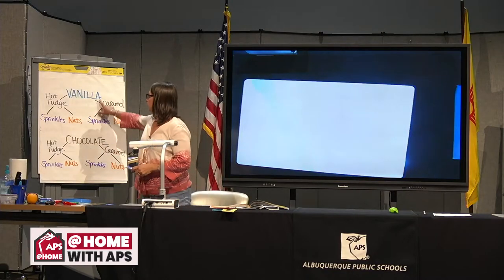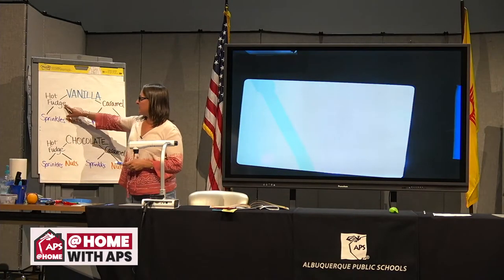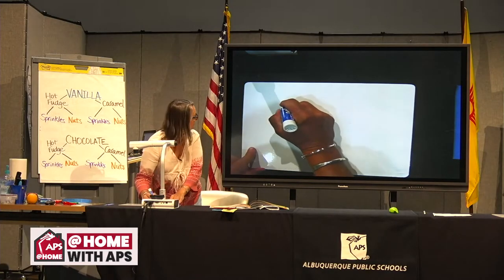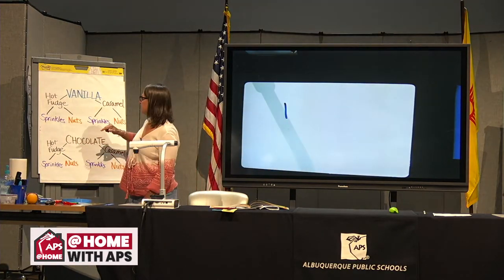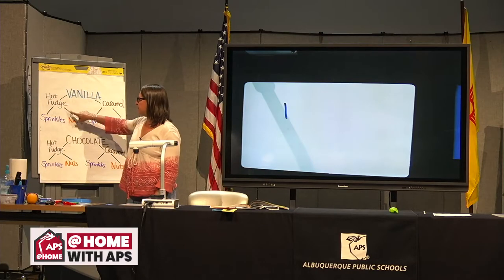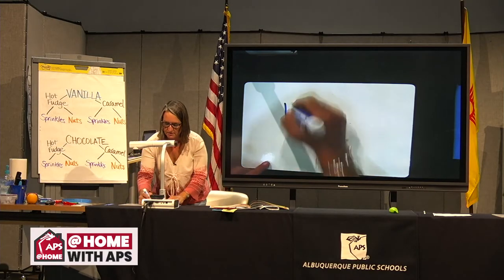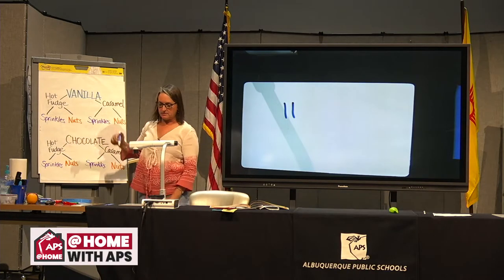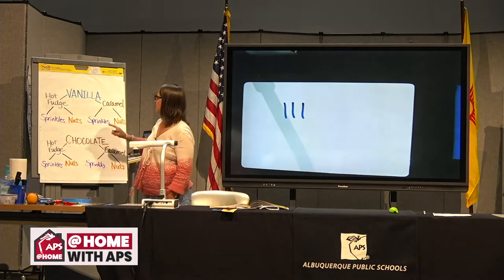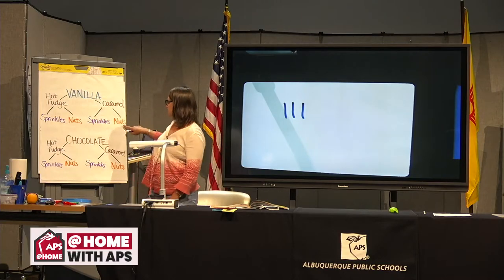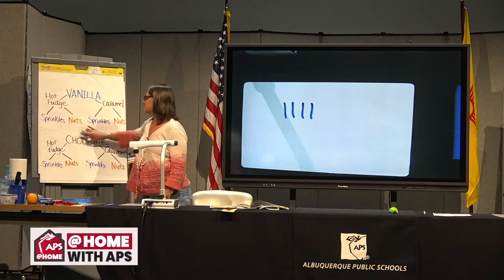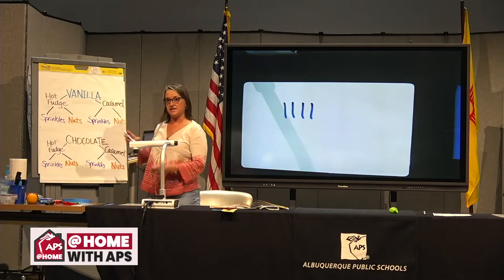So you could have vanilla with hot fudge sauce and sprinkles. That's one choice. We'll use tallies to keep track. You could have vanilla with hot fudge and nuts. That's a second choice. You could have vanilla with caramel sauce and sprinkles. That's a third choice. You could have vanilla with caramel sauce and nuts. That's a fourth choice. So four choices just from vanilla ice cream.